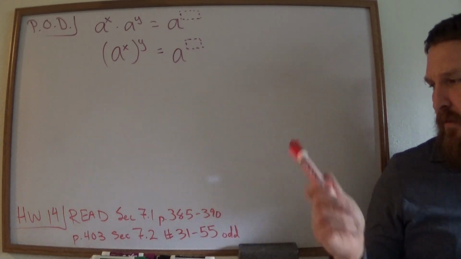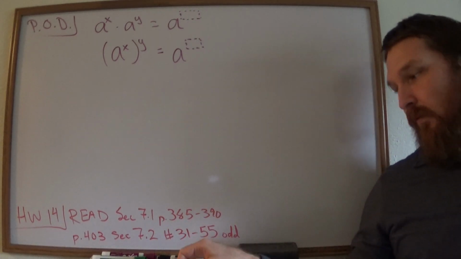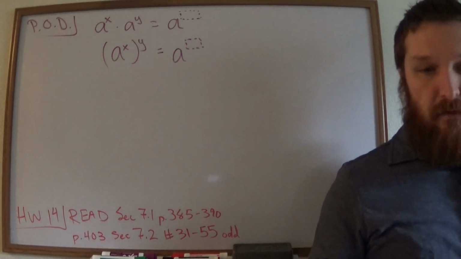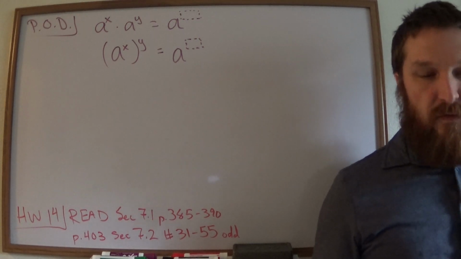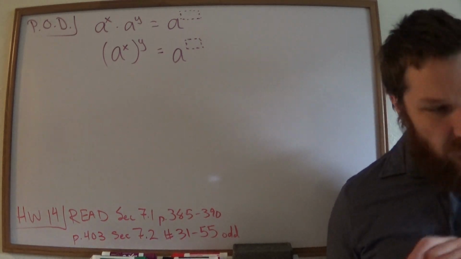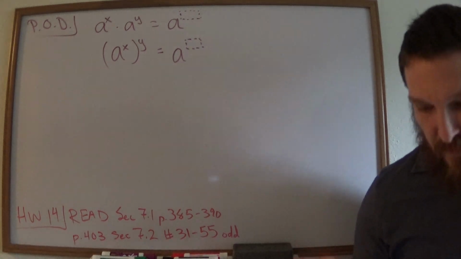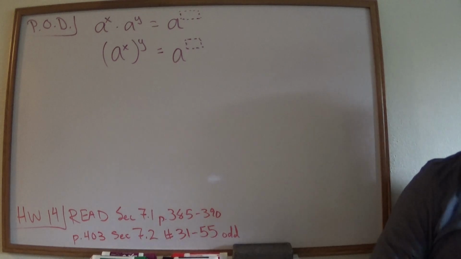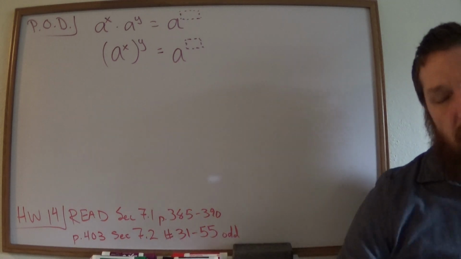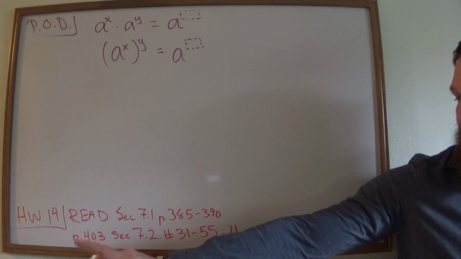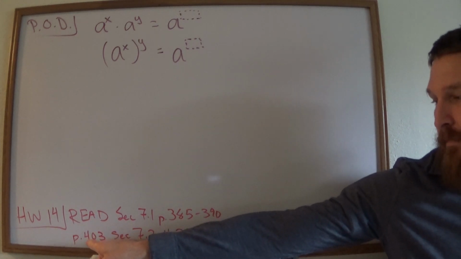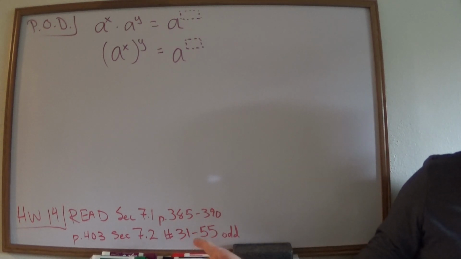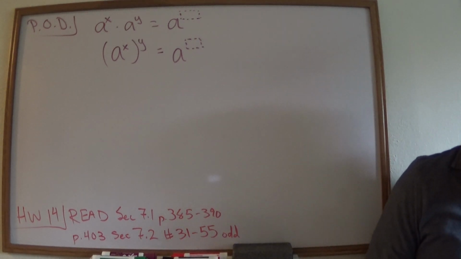So just read it, and I suggest, as I always do, if you're reading something and there's a proof in it, just jot it down as you're reading it. Because it's good for you, right? To actually put pencil to paper when you see numbers and equations and stuff. So just do that. But it's mostly just a review of stuff you already know about inverse functions. Then the actual assignment is from page 403, section 7.2, numbers 31 through 55 odd.